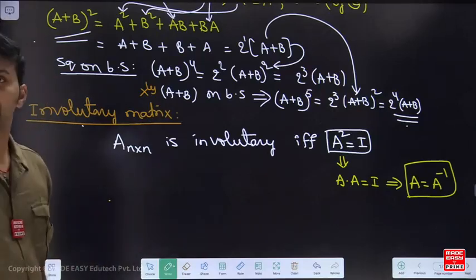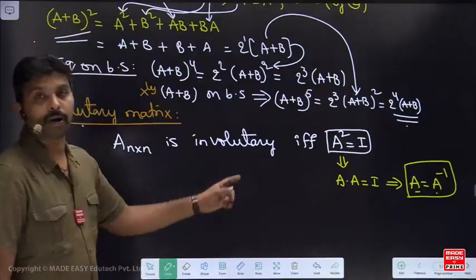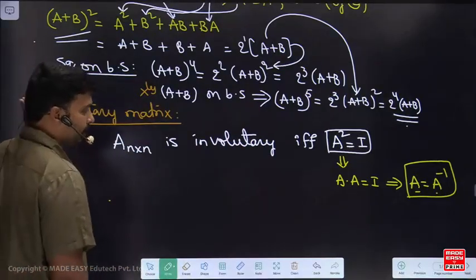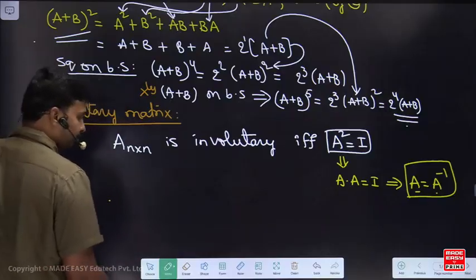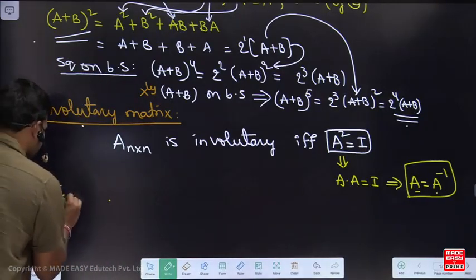Increase the pace. Okay, beta. Yes, A is equal to A inverse. So the matrix itself is the inverse of it. So that is called an involutory matrix. Okay, fine. Now the next one is the nilpotent matrix.